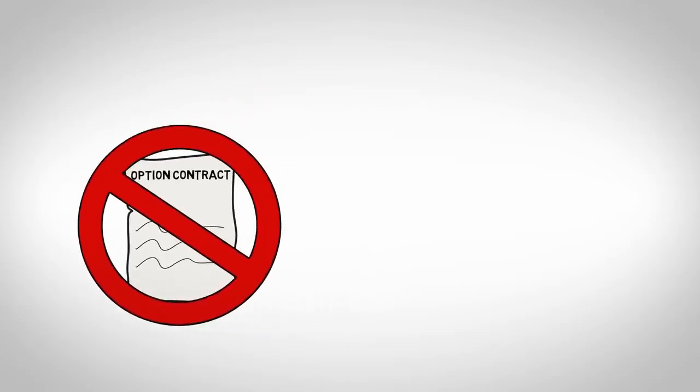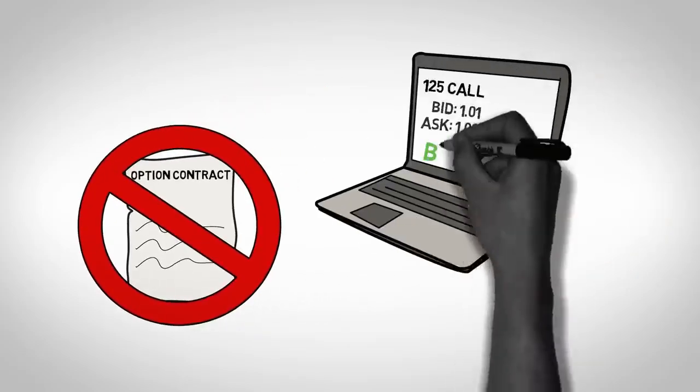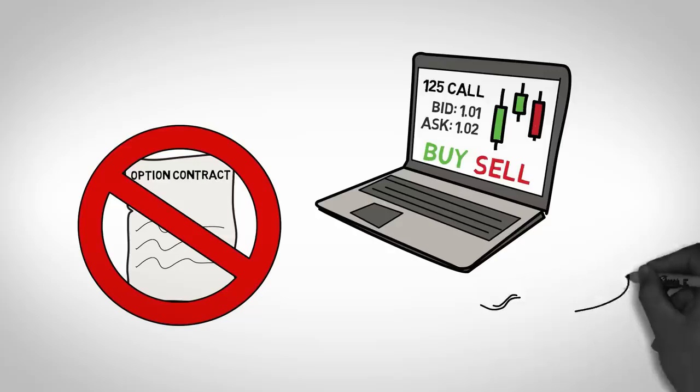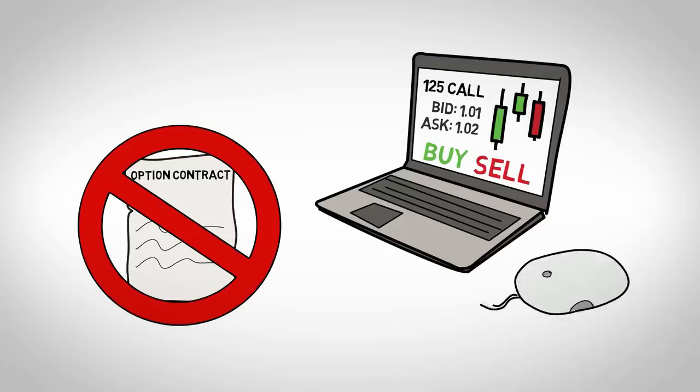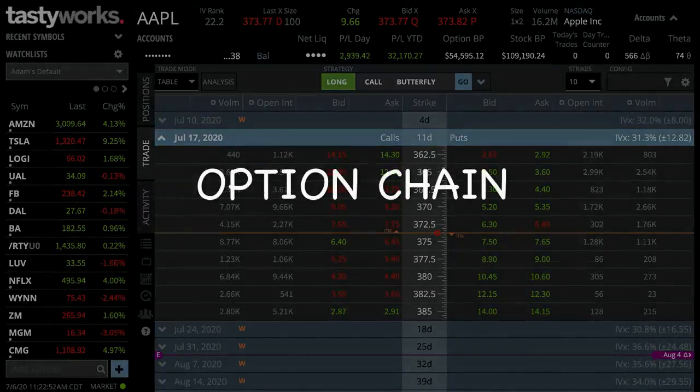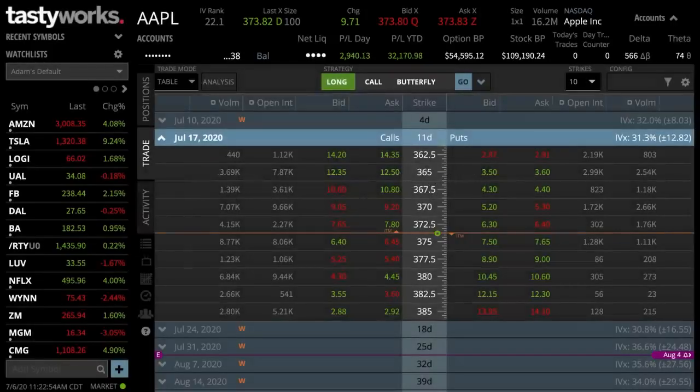of paper. It's all done electronically, and you can buy or sell an option contract with your brokerage account within a few milliseconds at the click of your mouse, just like we can buy and sell stocks. What you are looking at is what we call an option chain. An option chain is simply just a list of all of the options that we can trade, and it also shows the price of each of these options.